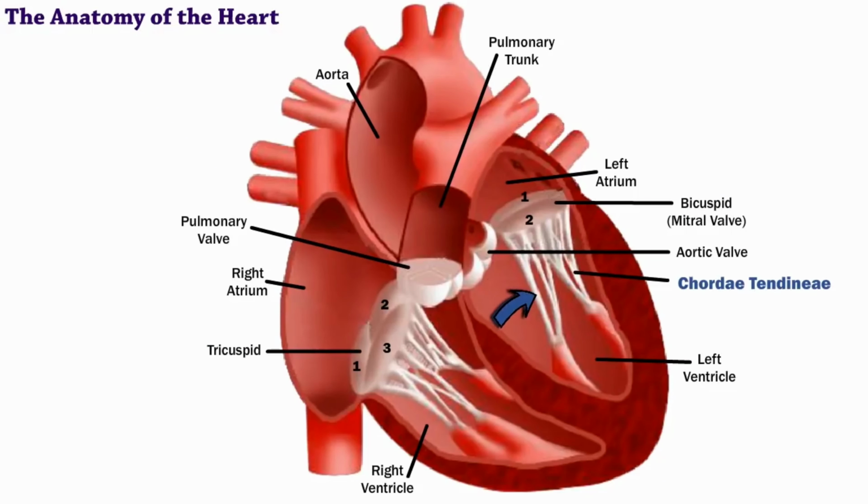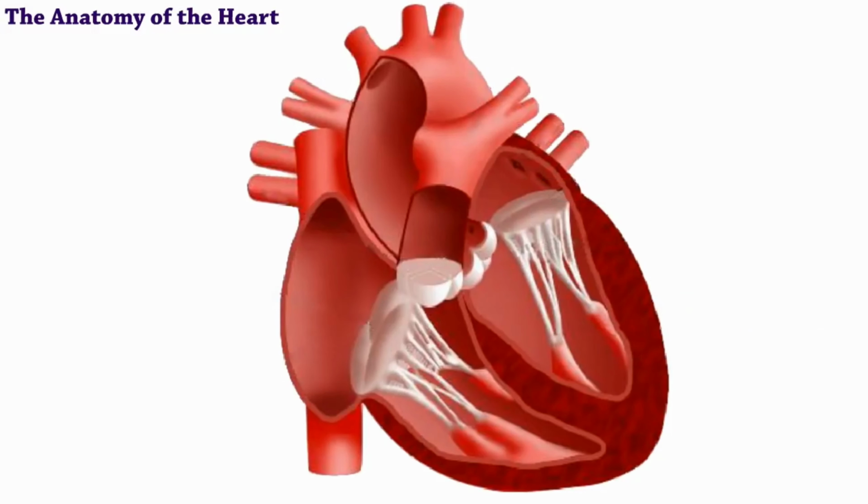Chorda tendineae are attached to the papillary muscles, which are located in the ventricles. When these muscles contract, the white, string-like chorda tendineae become taut. It is these chorda tendineae, together with the papillary muscles, that keep the valves shut when the ventricle contracts.